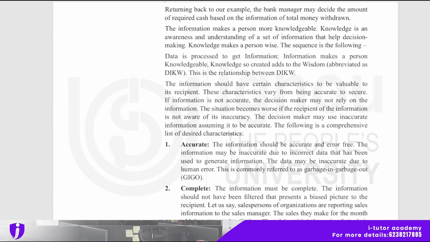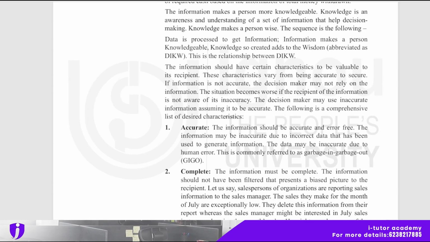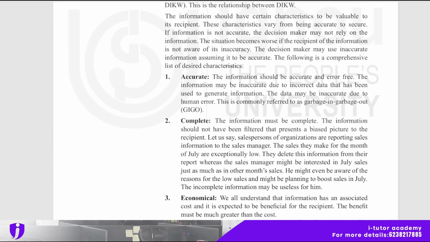The situation becomes worse if the recipient of the information is not aware of its inaccuracy. The decision maker may use inaccurate information assuming it to be accurate. The following is a comprehensive list of desired characteristics. Accurate: the information should be accurate and error free.